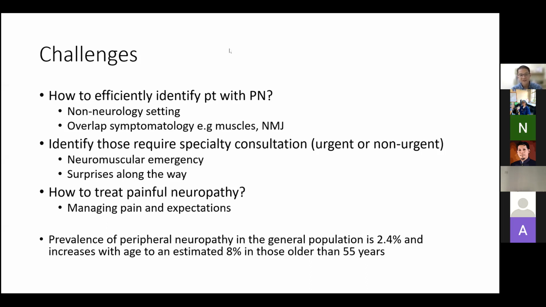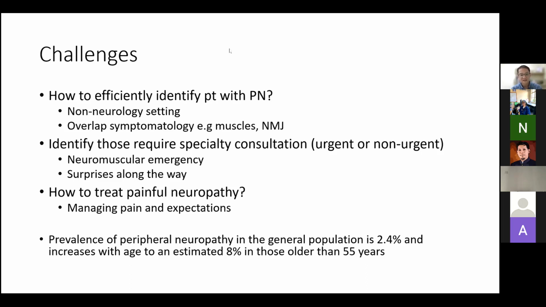Some peripheral neuropathy presentations might look exactly the same as a muscle disorder or a neuromuscular junction disorder, as mentioned by Prof. Kamaru earlier. So these are the differential diagnoses that you would like to consider, but there are some clues pointing toward peripheral neuropathy. I would also like to touch on how to identify patients that require specialty consultation.